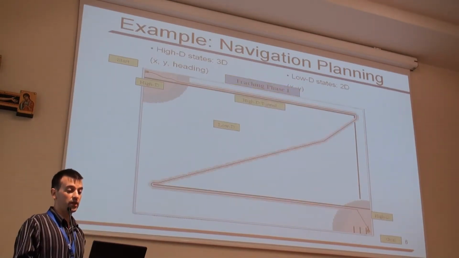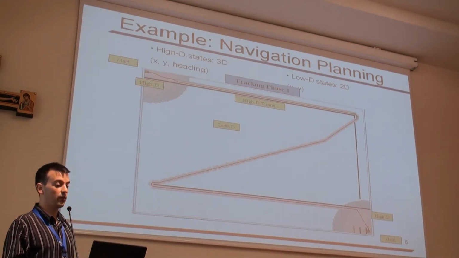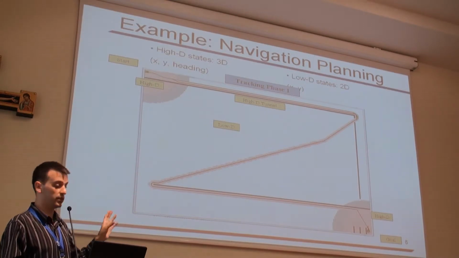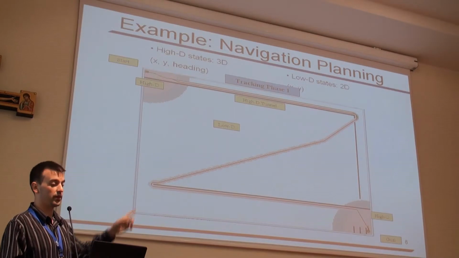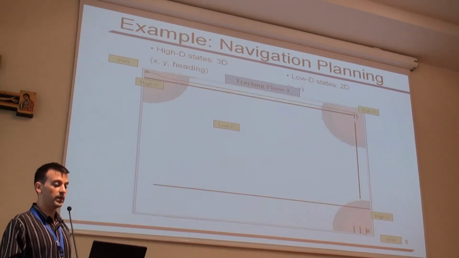So now we're going to construct the high-dimensional tunnel around this path and only search in the high-dimensional space inside the tunnel. And this time we get stuck trying to make the turn on the top right corner. So this indicates that we need a high-dimensional region there. And then we proceed to the next iteration.